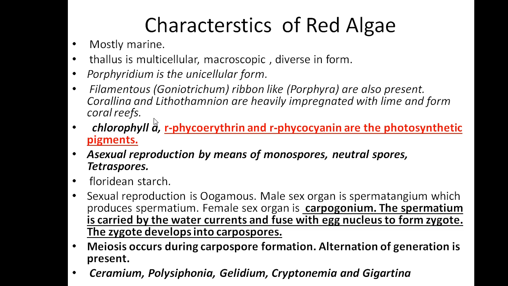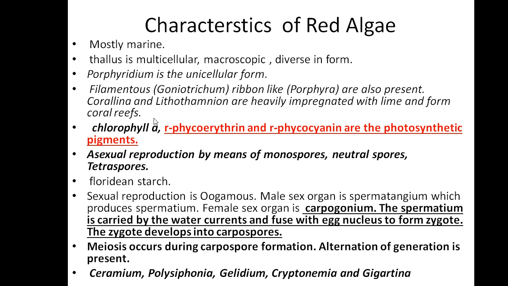So next, finally I am coming to the Rhodophyceae. Rhodo means red algae, pheo means brown algae, chloro means green algae. So Rhodophyceae is also called red algae. This is mostly marine. Its thallus, its body structure, is multicellular and macroscopic. We do not need any microscope to observe this algae. It is macroscopic and it is a diverse form.